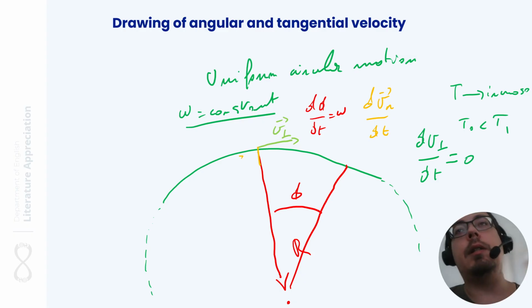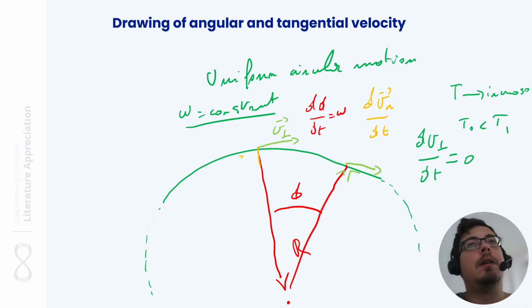Okay, so this is just a clearer picture of what I mean by tangential. Tangential is when it's 90 degrees with respect to the radius, which is also orthogonal. And the radial acceleration is the one along the radius. Okay, so I hope this is clear.